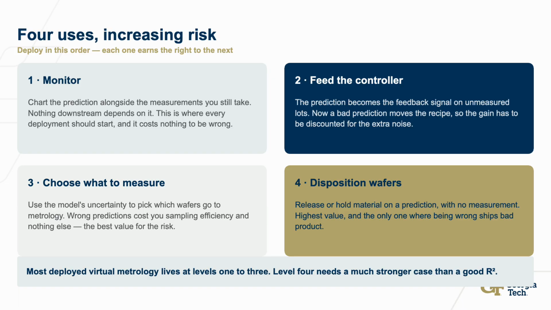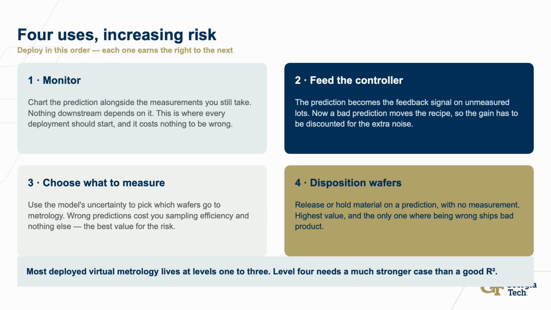Choose what to measure. Use the model's uncertainty to pick which wafer goes to metrology. A wrong prediction costs you sampling efficiency and nothing else, no wafer is harmed. Which makes this the best value for the risk of the 4, and it is the one most often overlooked.